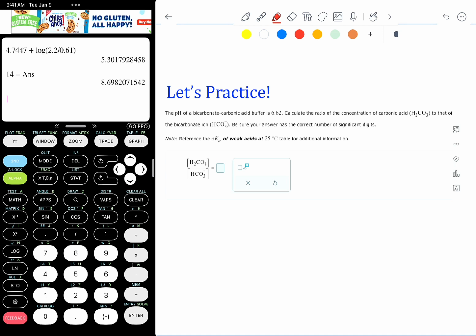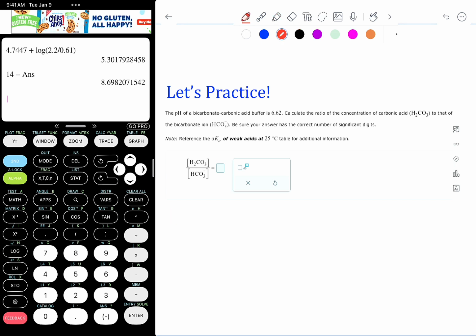So here we want to have a solution with a pH of 6.62, and we want to know the ratio of our acid and our conjugate base. We need to know that ratio of the concentrations in order to make that solution, essentially. So we're going to work a little bit backwards. We know that the pH here is 6.62.